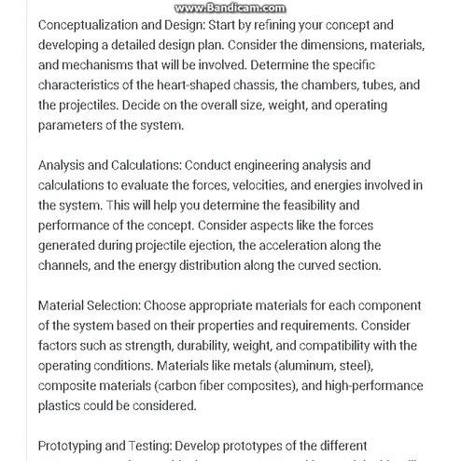Start by refining your concept and developing a detailed design plan. Consider the dimensions, materials, and mechanisms that will be involved. Determine the specific characteristics of the heart-shaped chassis, the chambers, tubes, and the projectiles. Decide on the overall size, weight, and operating parameters of the system.